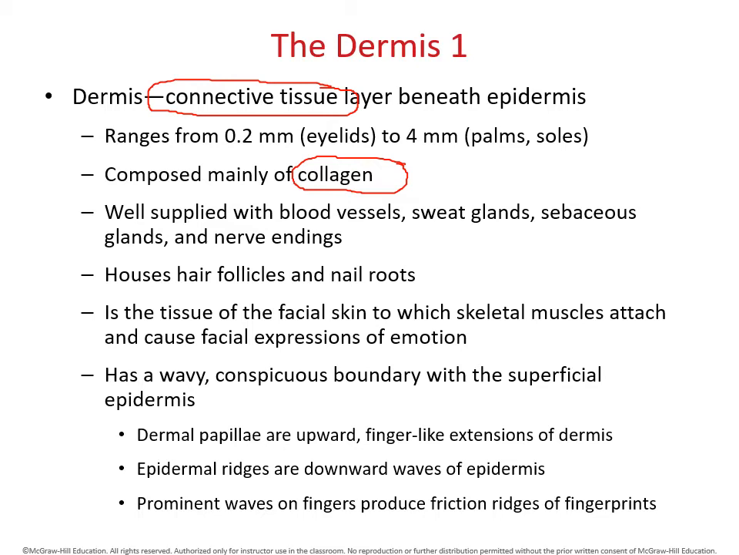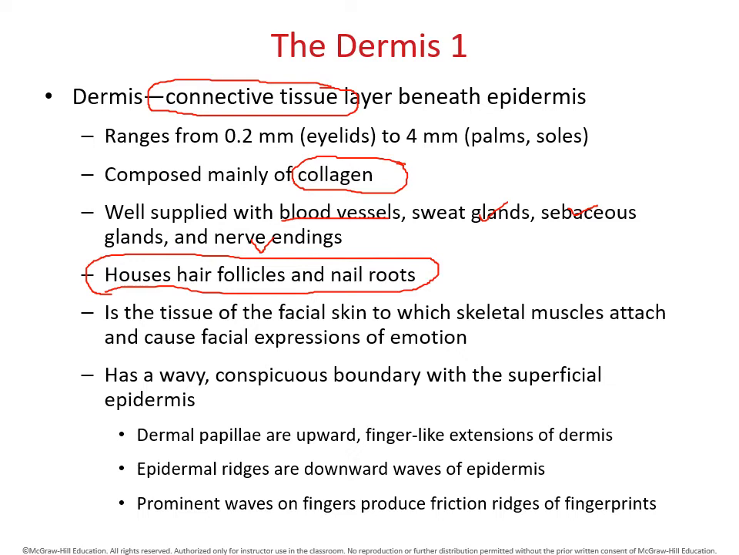The dermis layer, because it's connective tissue, will also have lots of blood vessels. In addition, you will also find abundant sweat glands, sebaceous glands, and nerve endings. This is where you house your hair follicles and your nail roots. And in case you're wondering, your dermis layer is the layer in your face that will directly connect with our skeletal muscle, allowing for our facial expressions to show.